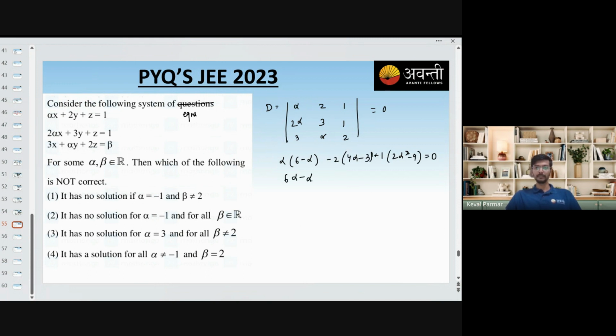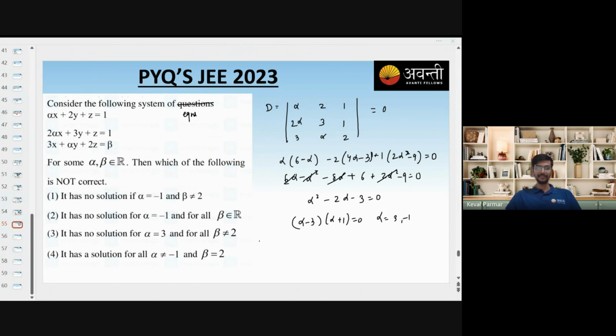6 alpha minus alpha square minus 4 into 8 alpha plus 6 plus 2 alpha square minus 9 equals 0. So minus alpha square plus 2 alpha square, 6 minus 8, minus 2 alpha minus 3 equals 0. Let us factorize it. Minus 3 plus 1, alpha plus 1 equals 0. So I got alpha is 3 or minus 1. Now, if alpha is 3 or minus 1, let's calculate Dx, correct?